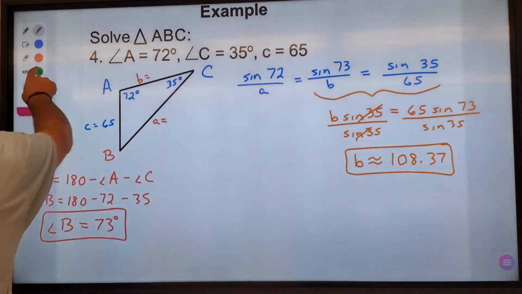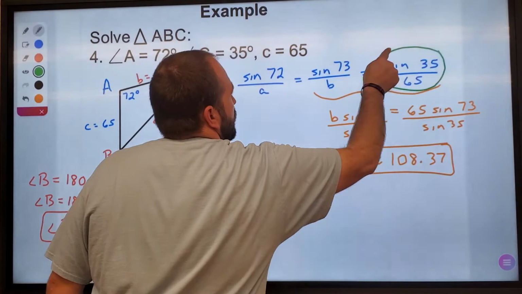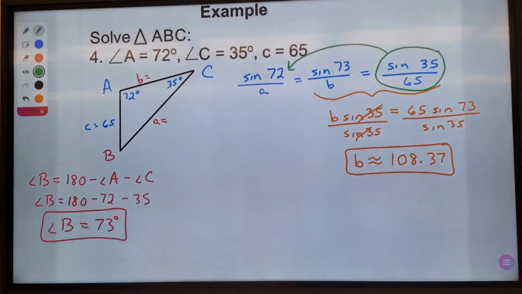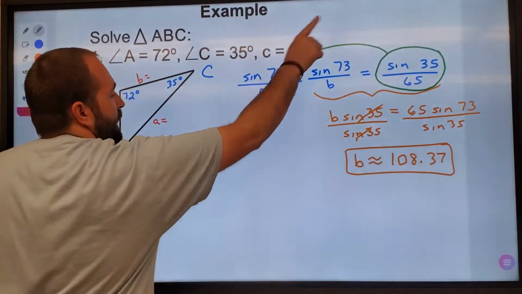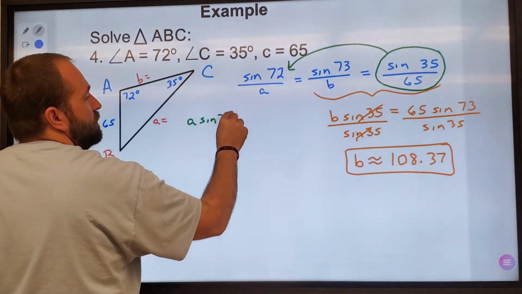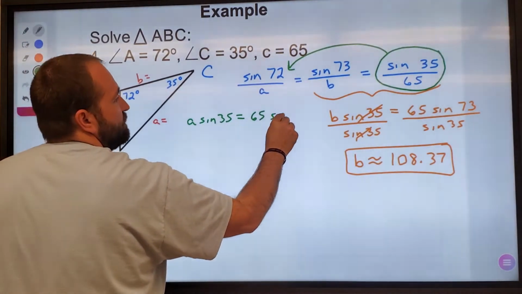Then I'm going to use the other 2. So again, I'm going to use this one that's filled out completely. And I'm going to use it now with this first fraction because I need to find side A. Okay, so again, cross multiply. A times sine of 35 is equal to 65 times now sine of 72.